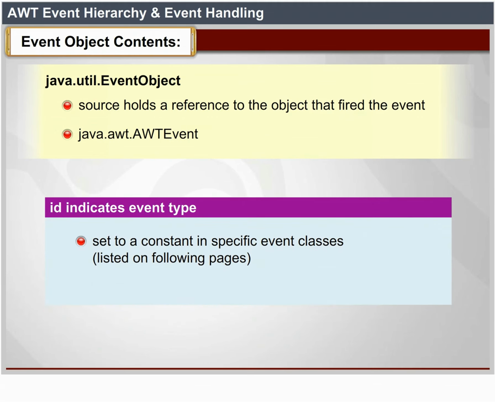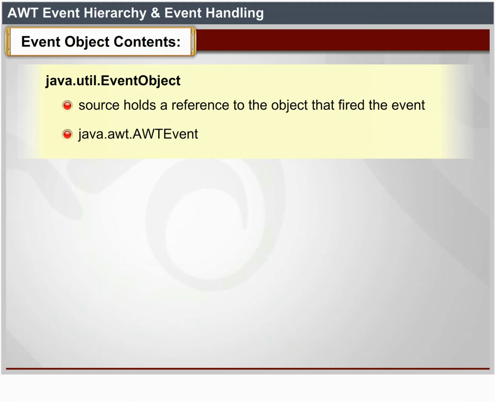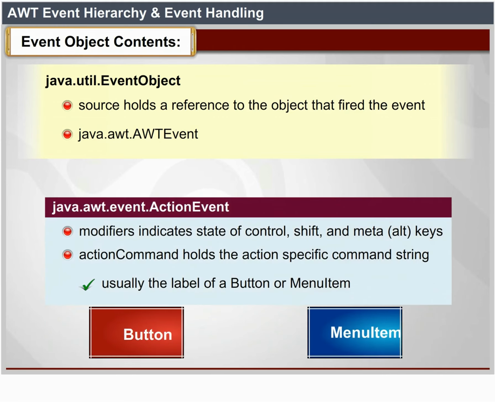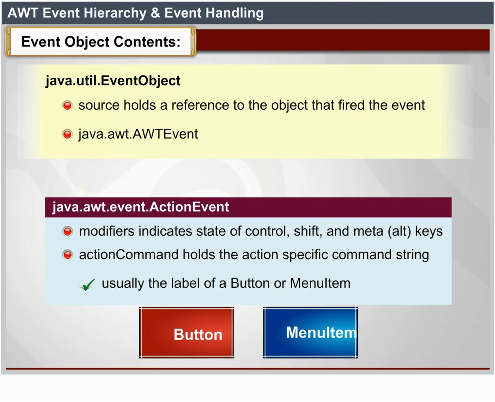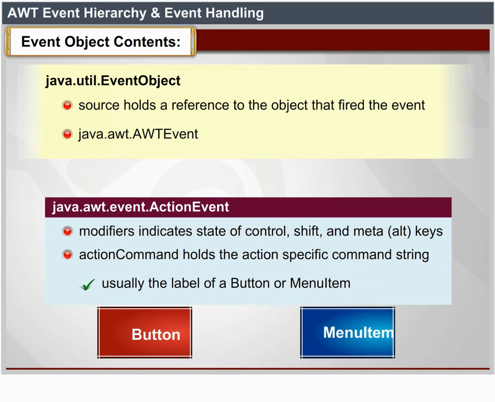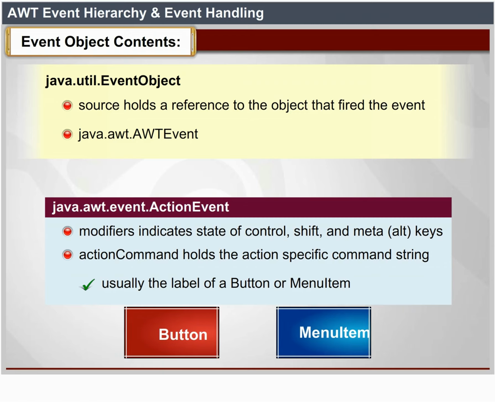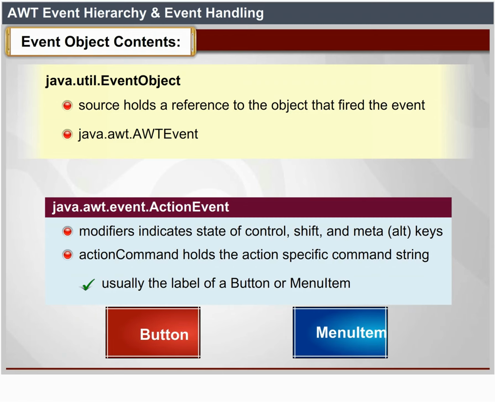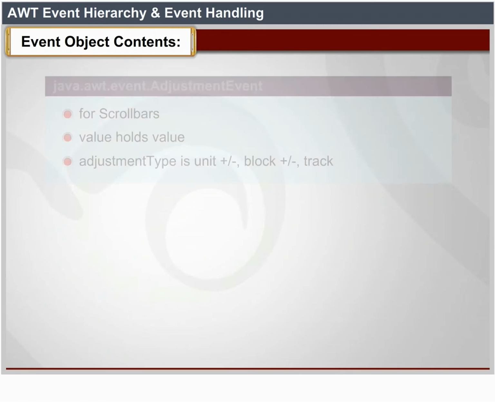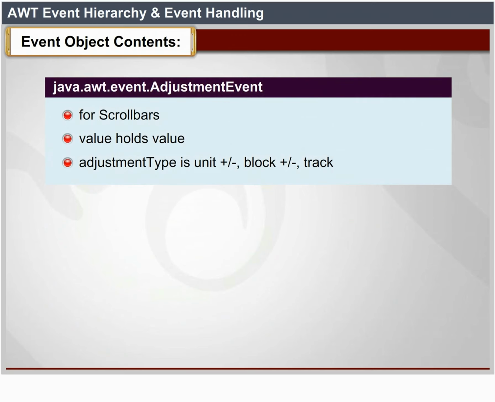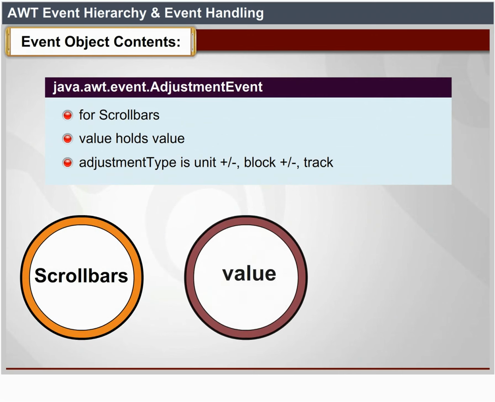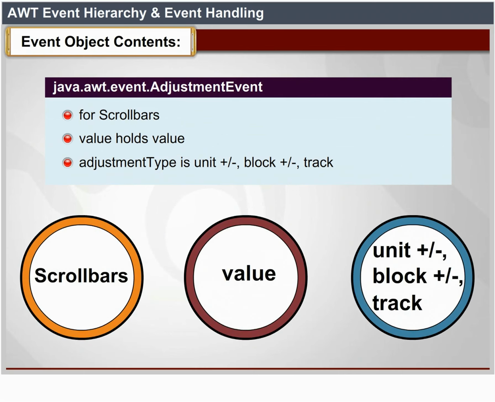It is set to a constant in specific event classes. java.awt.event.ActionEvent: modifiers indicates the state of the control, shift and meta keys. Action command holds the action-specific command string, usually the label of a button or menu item. java.awt.event.AdjustmentEvent: for scroll bars, value holds the value. Adjustment type is unit, block and track.